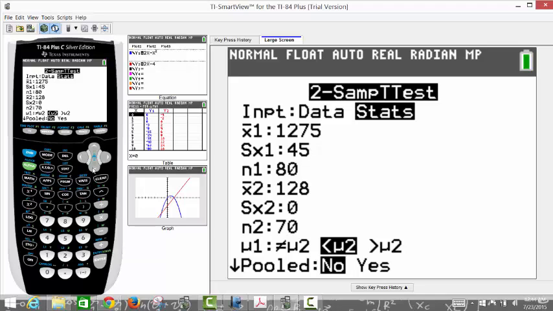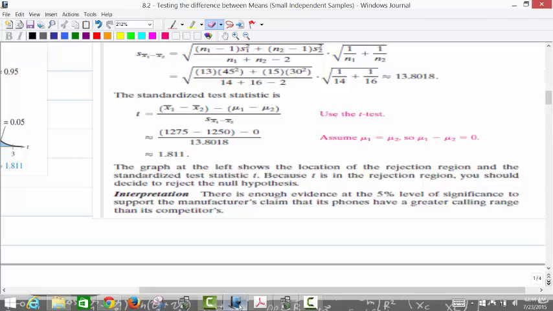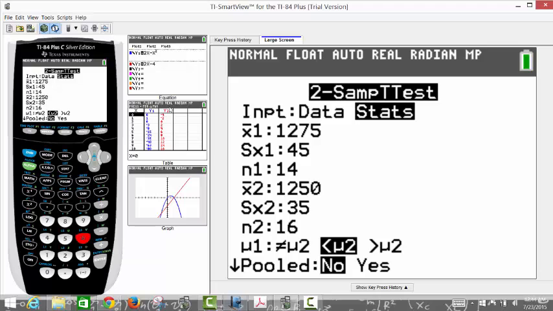These I know. N1 is 14. I think this is 1250. Second standard deviation, 35. I think my memory's off on these. I'm going to go 16. But before I go any further, let me go back to the notes. Oh, 45 and 30. Okay, that was fairly close. Change that to 30.